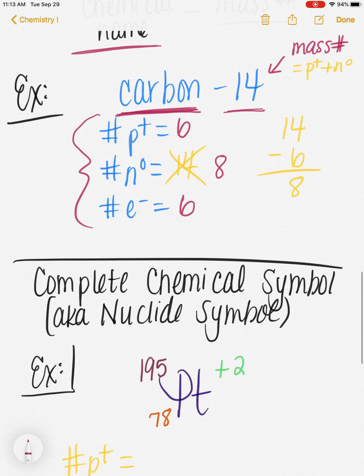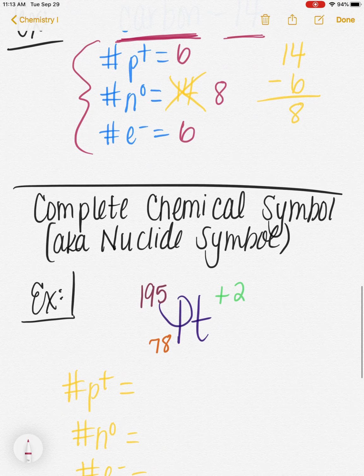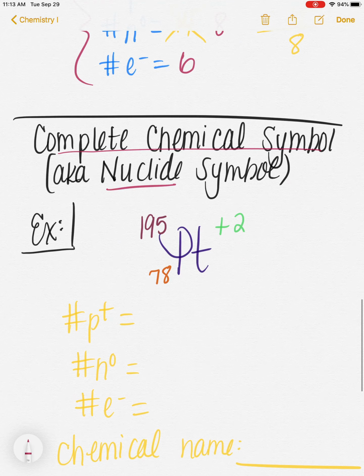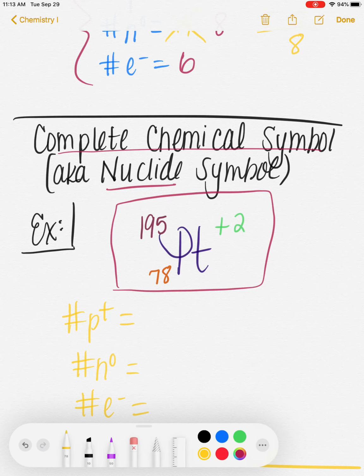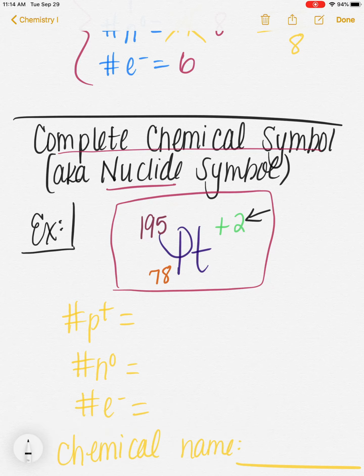Sometimes, though, hyphen notation can be difficult when you're trying to note ions because it's difficult to include that charge. So we will use what is called a complete chemical symbol. Sometimes that's called a nuclear symbol or a nuclide symbol. So an example of one of those is this right here. It looks a little scary, but it's actually not that bad. All right, so let's break this thing apart.